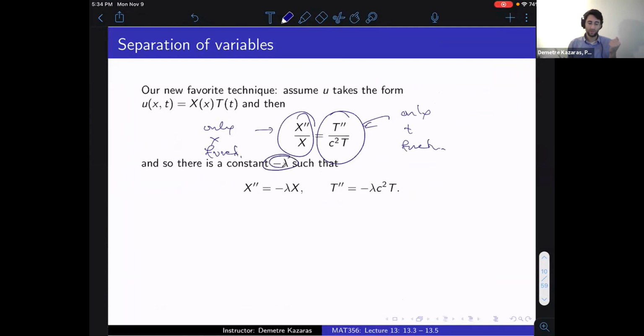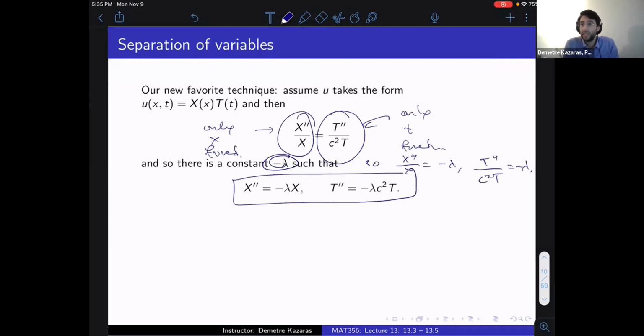Call that constant minus lambda. So x double prime over x is equal to minus lambda, and t double prime over c squared t is equal to minus lambda. Multiplying both sides by x or c squared t, that tells you these two equations. So x double prime needs to be equal to minus lambda x, and for that same lambda, t double prime needs to be equal to minus lambda c squared t.